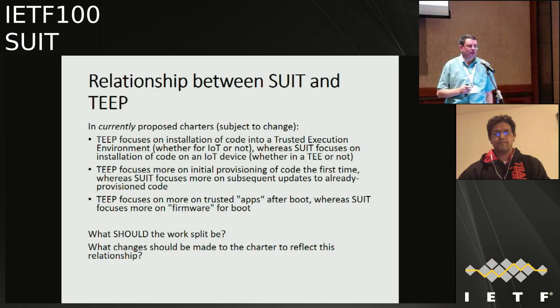Now that you've seen these 3 different things, how they overlap or don't overlap when you put all 3 axes together, if we go back to the SUIT text, is there anything that we should change to make it clear what the scope is for what SUIT should do versus what TEEP should do, if they're both chartered as working groups? So the question here is, what should the work split be? What's the intent? What do you want the intent to be? And then what, if any, changes do we need to make in the SUIT charter text to reflect the intent?